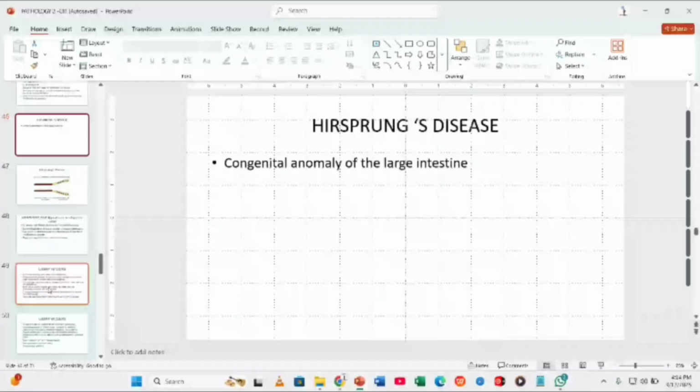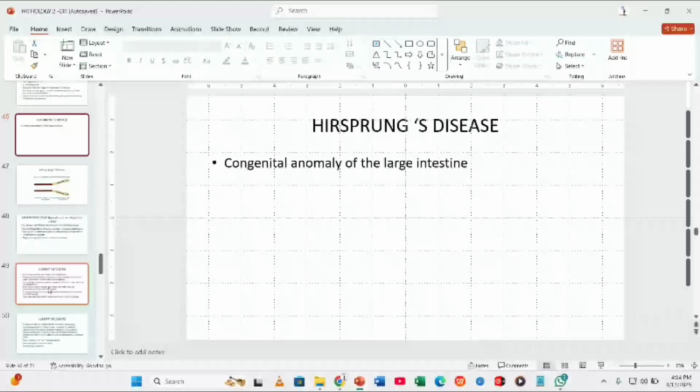And then later in life, they're likely to have things like constipation and enterocolitis, that is inflammation of the intestine. They're likely to have recurrent abdominal pain and so on, because they are not passing stool, and the entire large intestine doesn't have nerves. Basically, it's not innervated.